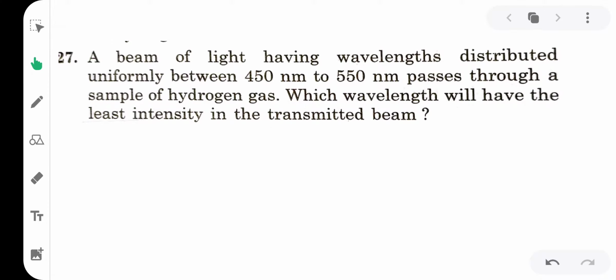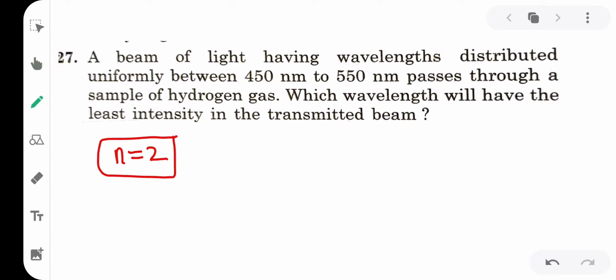So for this question, the one with the least intensity will be the one which is absorbed the most. Okay, so which wavelength will be most absorbed? The wavelength's energy should match the energy between one of the transition orbits. Here we have 450 nanometer to 550 nanometer. Now this corresponds to the Balmer series, that is the visible region. Balmer series means n is equal to 2.